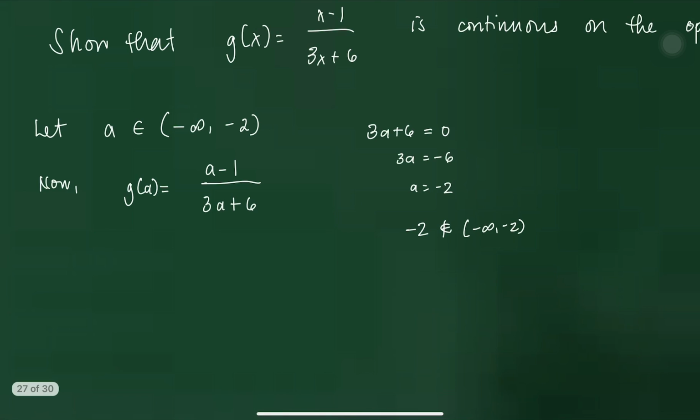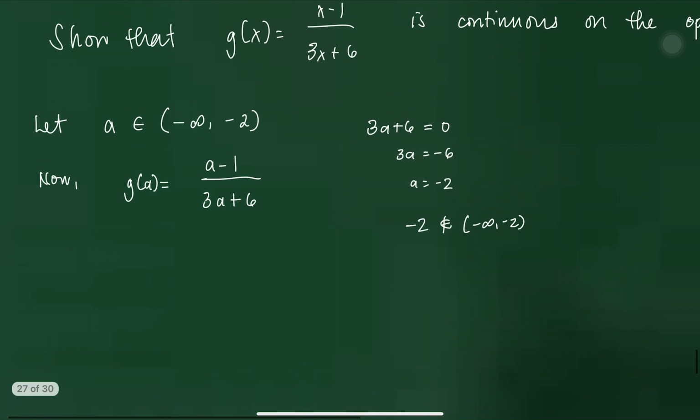So, ang a natin ay nasa pagitan ng negative infinity hanggang negative 2. Negative 2 ay hindi kasama. Ang g of a ay okay lang. Valid yan. Ngayon, tingnan natin yung limit niya. Limit as x approaches a of g of x. Saan to ngayon equal? Sa limit as x approaches a of (x minus 1) over (3x plus 6).